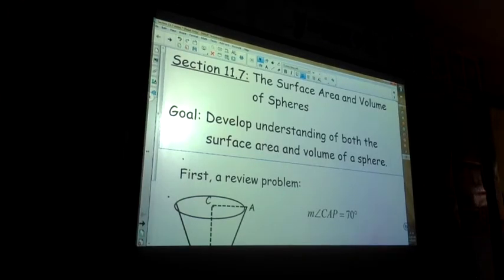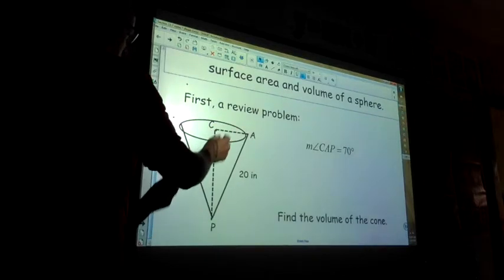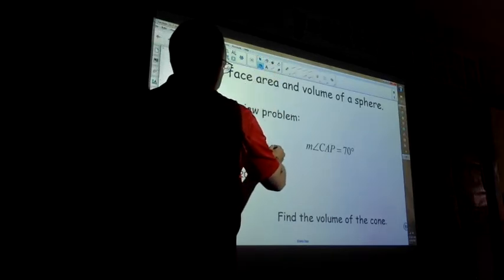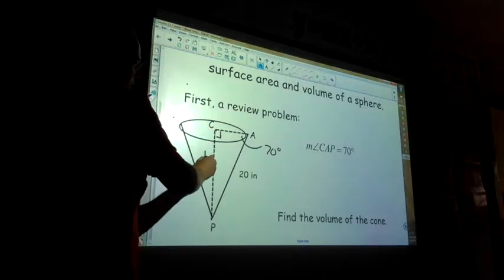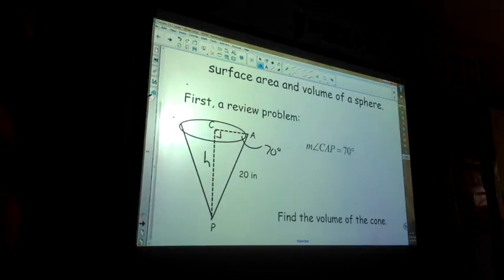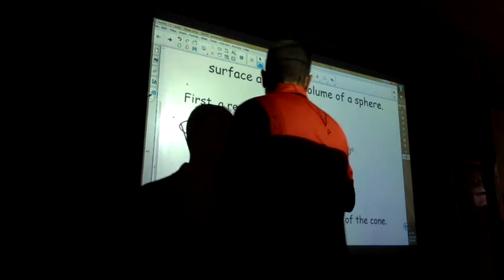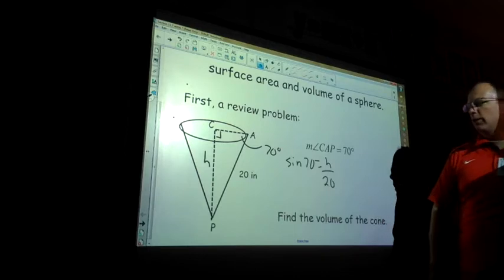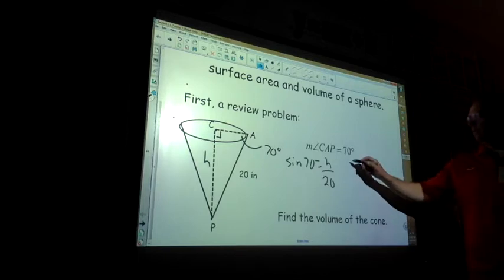Yeah. All right. So develop an understanding of both the surface area and volume of the sphere. First, review the problem. Okay. If this is 70 degrees right here, we would be able to find the height pretty easy by using something called trig. So I have opposite and hypotenuse, so that would be sine. So if I did sine 70, I would get h over 20. I'd be able to solve for the h. You guys have the calculator, so go for it.